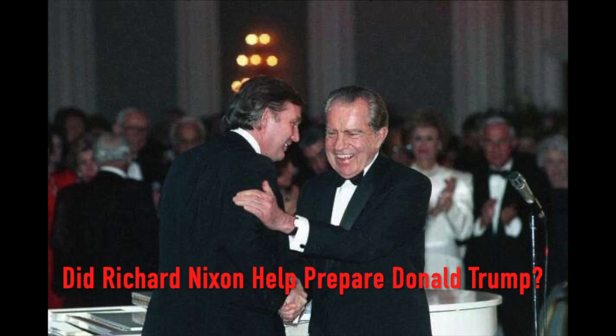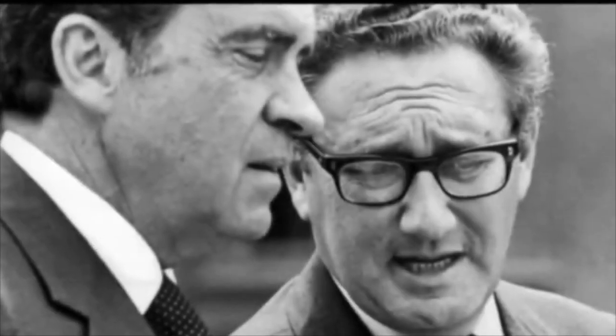That was all Rockefeller stuff. Nixon was a Rockefeller man. Kissinger, his cohort, was a Rockefeller man. So he came from the inside. He understood how the system worked.